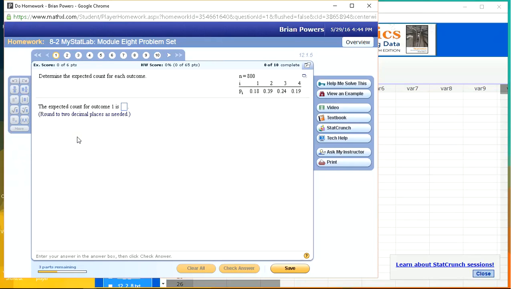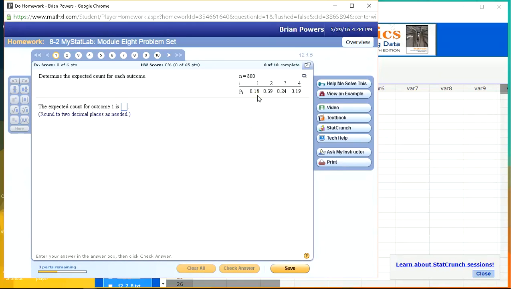Okay, so this one is fairly straightforward. I'm going to show you how you can use StatCrunch to do all the calculations for you. It's a little trick that I learned. We're given a probability distribution. So imagine this spinner that can come up as a 1, 2, 3, or 4, with respective probabilities 0.18, 0.39, 0.24, 0.19. So 18% of the time it would spin and give you a 1, 39% you would spin it and get a 2, and so forth. So n equals 800 means we spin it 800 times.